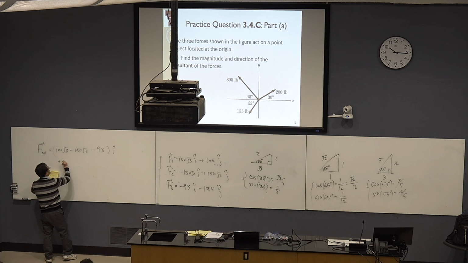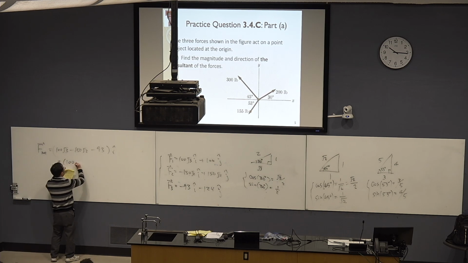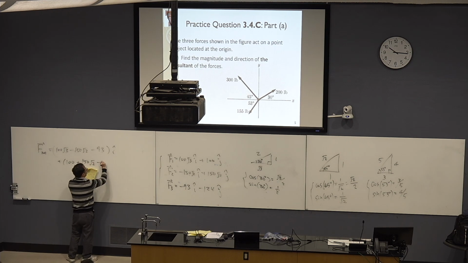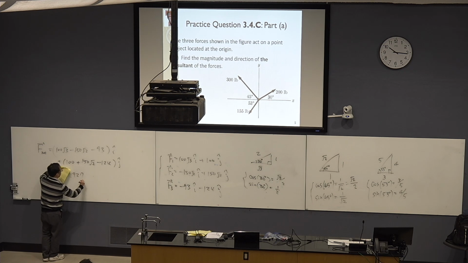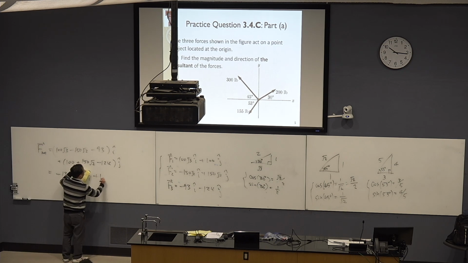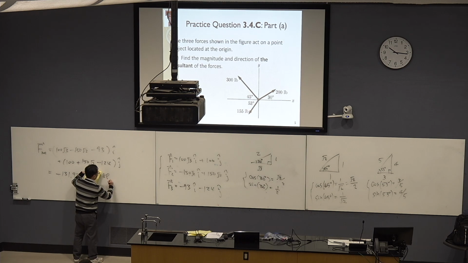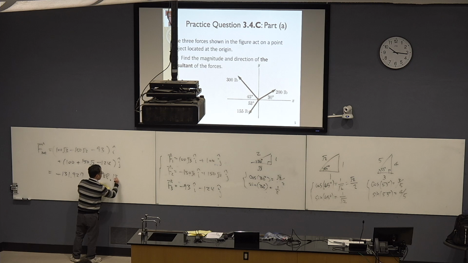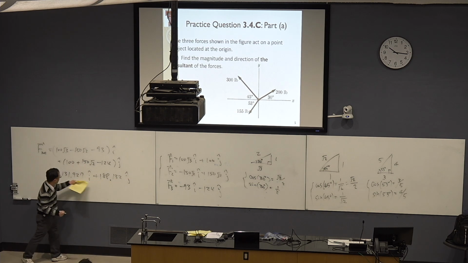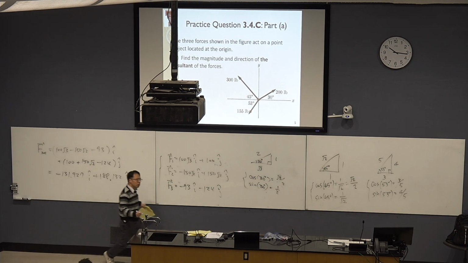That will be 100 plus 150 times square root of 2, then minus 124 times j hat, right? And then you can carry out the numerical values. It will be like negative 131.927 times i hat, plus 188.132 times j hat. Okay? X and y components. So now we can interpret the components.